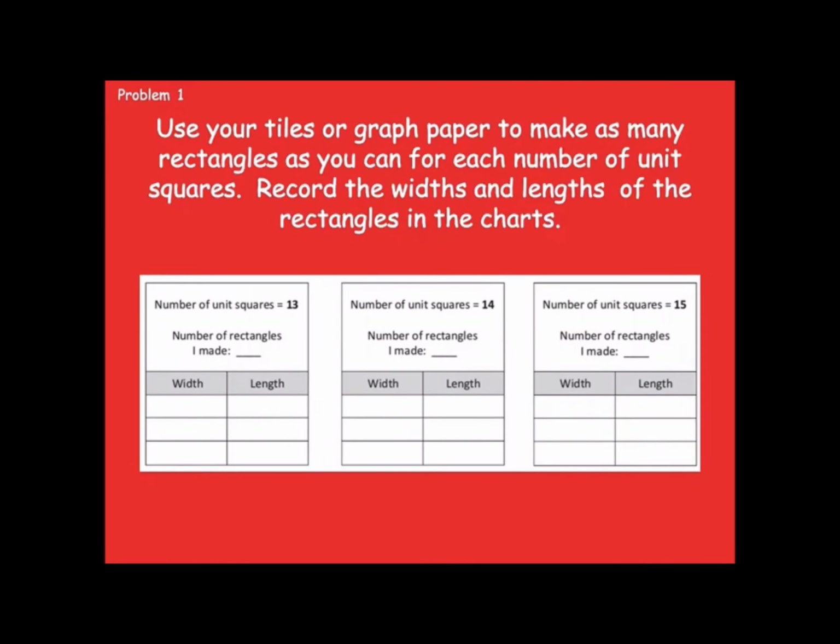The rectangles that I came up with are 1 by 13, and I only came up with 1 rectangle. For 14, I have 1 by 14, because 1 times 14 equals 14, and 2 by 7. Those are the only 2 that I was able to come up with for 14. And for 15, I have a 1 by 15 and a 3 by 5. So I was able to come up with 2 rectangles for those. Okay, so hopefully you guys have the same ones as me.